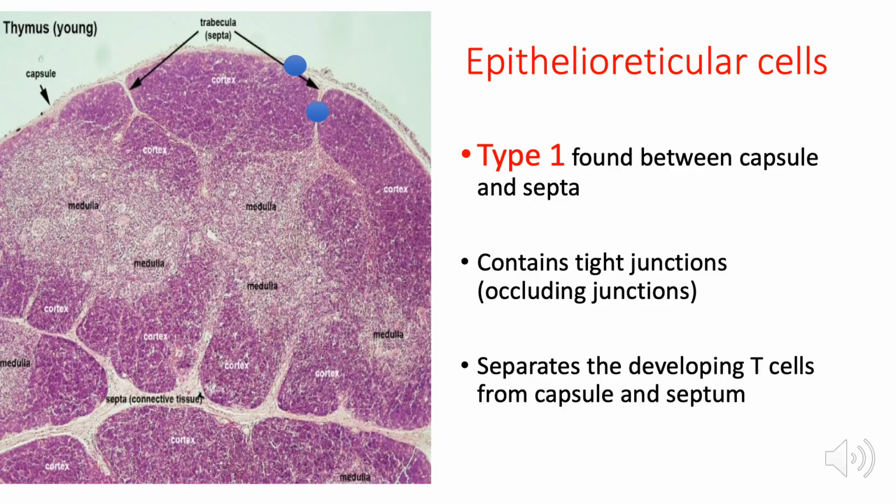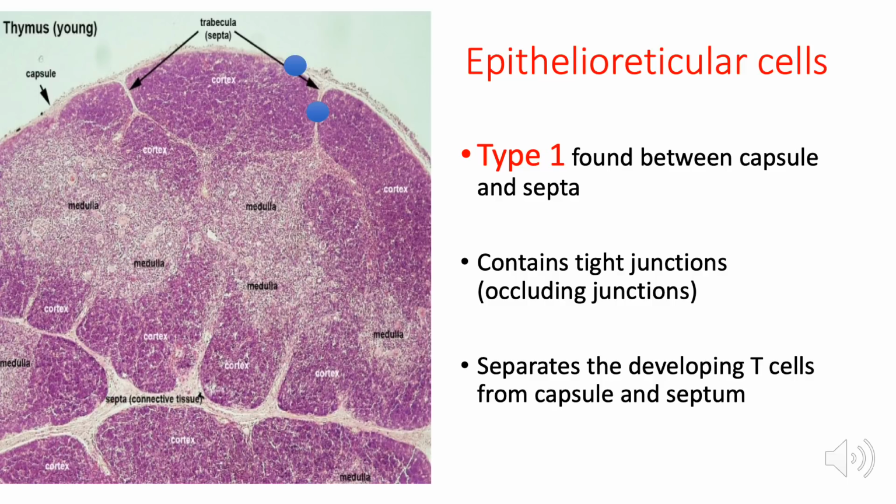And there are 6 types of them. So let's start with type 1. Type 1 epithelial reticular cells are found along the capsule and septa of the thymus, and they function to separate the T lymphocytes in the thymus from the capsule and the septa. There are blood vessels flowing through the capsule and the septa, and these blood vessels might carry toxic chemicals that can destroy the lymphocytes. And the function of these type 1 epithelial reticular cells is to protect the T lymphocytes from the harmful chemicals in the blood vessels in the capsule and the septa.